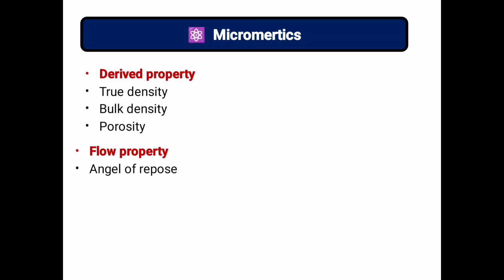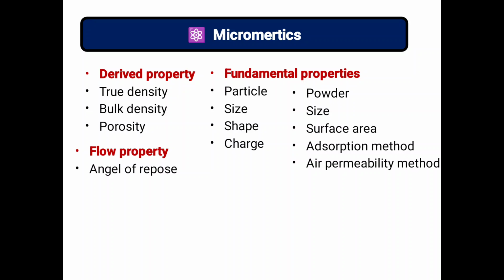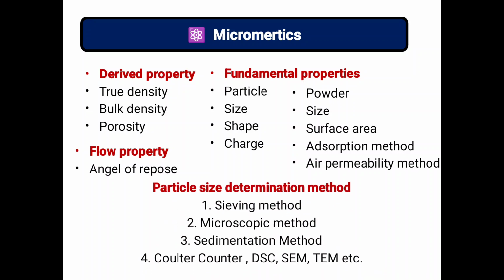Micromeritics. Derived properties: true density, bulk density and porosity. Flow properties: angle of repose. Fundamental properties: particle size, shape and charge. Powder size, surface area, adsorption method, and air permeability method. Particle size determination methods: sieving method, microscopic method, sedimentation method, Coulter counter method, DSC differential scanning calorimetry method, SEM and TEM.